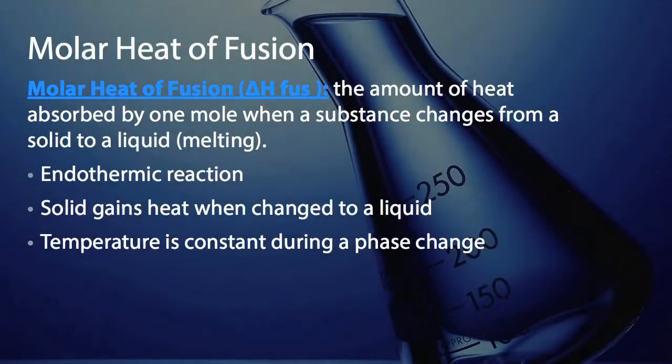First, we have the molar heat of fusion, which is the amount of heat absorbed by 1 mole when a substance changes from a solid to a liquid, or melting, making this an endothermic reaction. A solid gains heat when it changes to a liquid, and the temperature varies among the substance because there are particles that are already melted and particles that are not during the melting process. Once the substance has fully melted, the overall temperature of the substance has been increased.